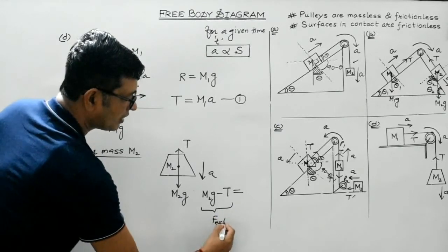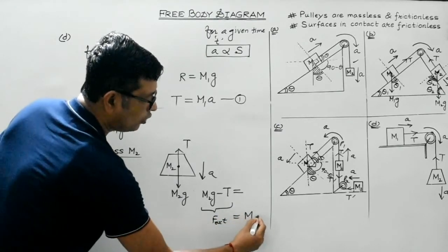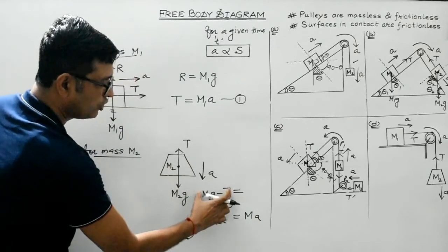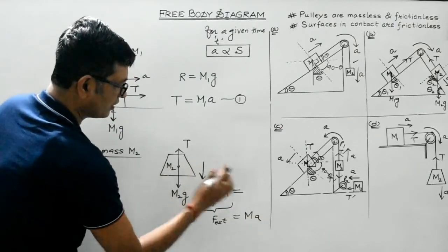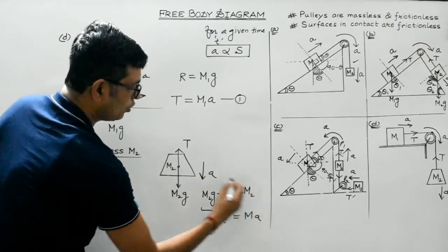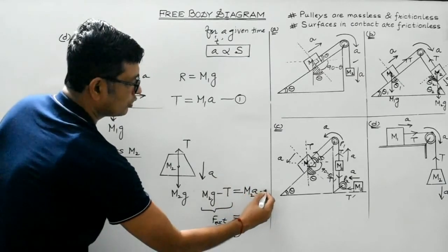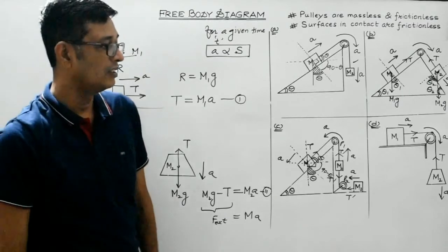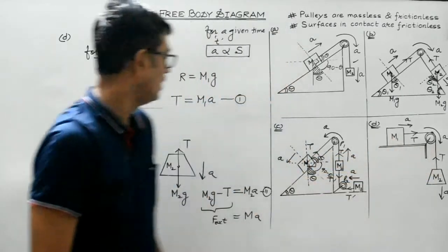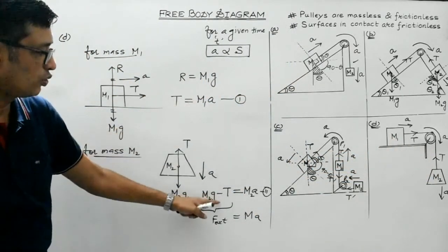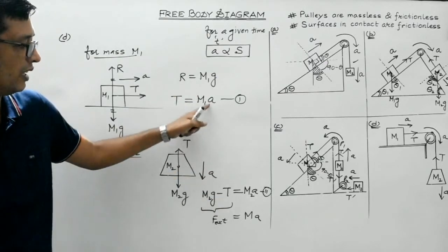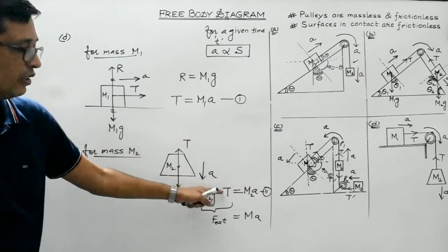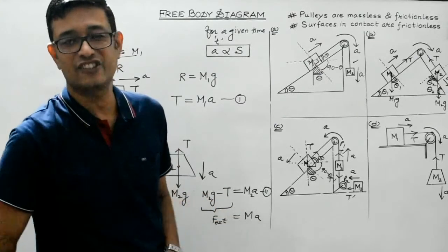And as per Newton's second law, net force is equal to mass into acceleration. So this is the net force, m2g minus T. It's equal to mass into acceleration. Mass of this body is m2. Acceleration of this body is a. So this is equation 2. So knowing the value of m1 and m2 and substituting those values in these two equations, we can easily solve for a, as well as we can get the value of the tension T in this string.